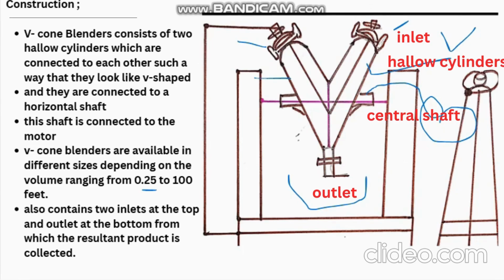The other parts include inlets and an outlet. Here we can load the sample from the top. There are two inlets, and we can load the sample from the two inlets. At the bottom there is an outlet called the product outlet, from which we can collect the resultant product. So these are some different parts of the V-cone blender.